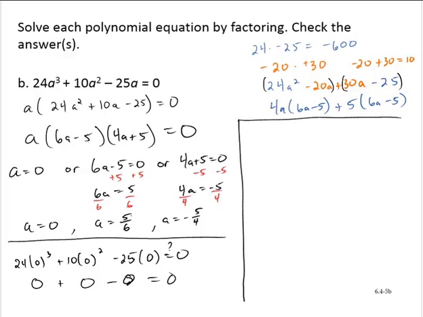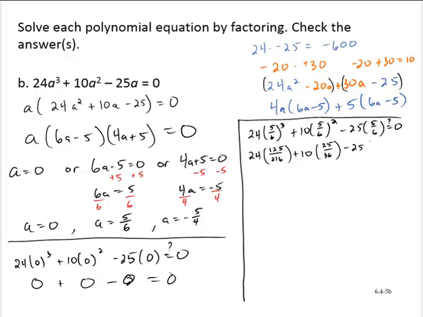All right, what about 5/6? 24 by 5/6 cubed plus 10 by 5/6 squared minus 25 by 5/6. Is this equal to 0? All right, this one is not easy to simplify. Let's see, 5/6 cubed is 125 over 216. 5/6 squared is 25 over 36. And we still have minus 25 by 5/6.